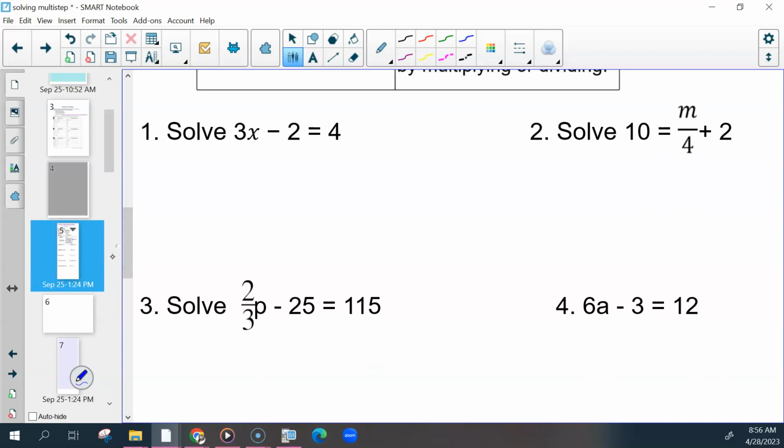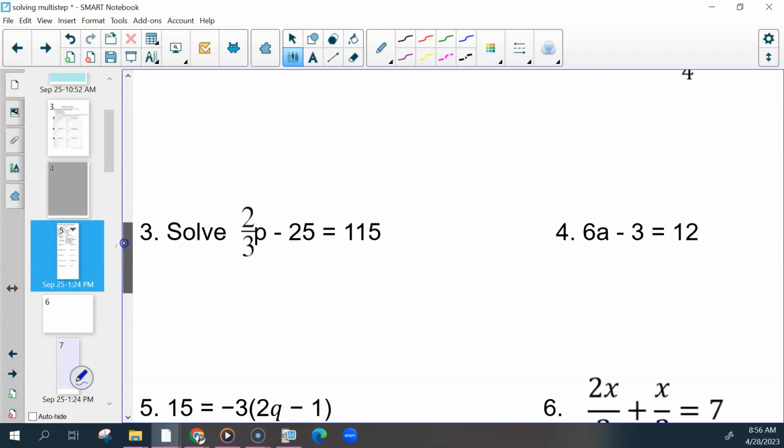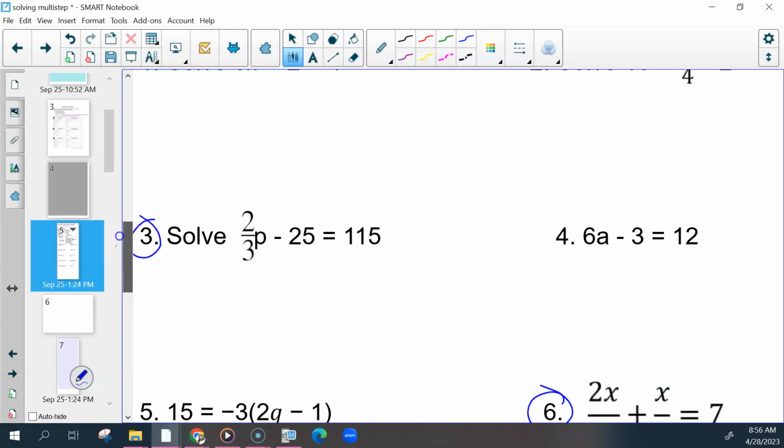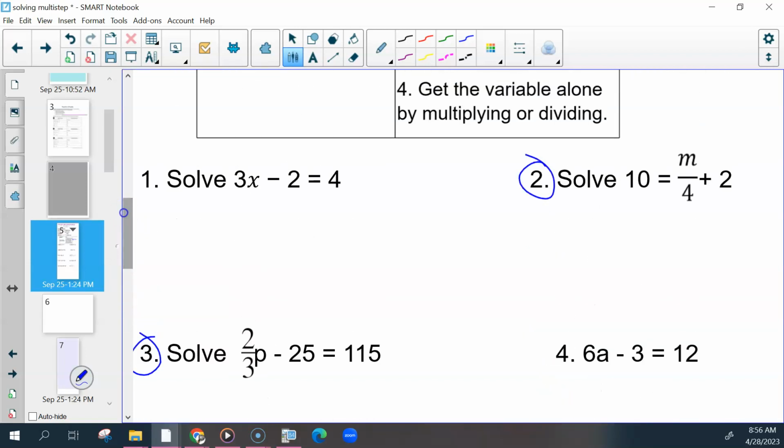Now on this page, pick which ones you want to see, go over, have questions about, want to review. Just 2 and 3, okay. So let's start with 2.